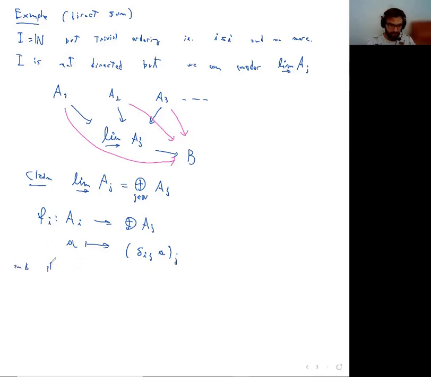And okay, let's see, does it factor? So what are these maps? If you have the gj from Aj to B, then for every gj we have to find one map g that needs to go from this direct limit, which we hope is the direct limit, to B. And we simply take a sequence (aj) and we send it to the sum.